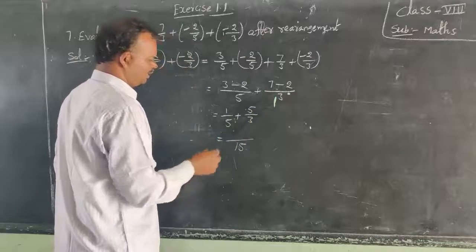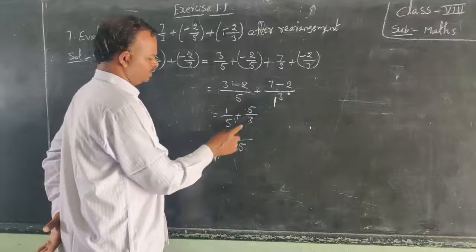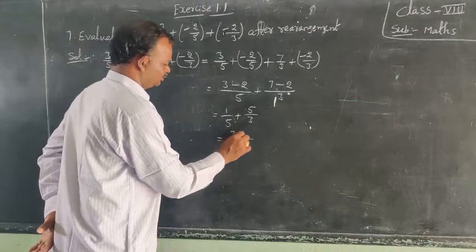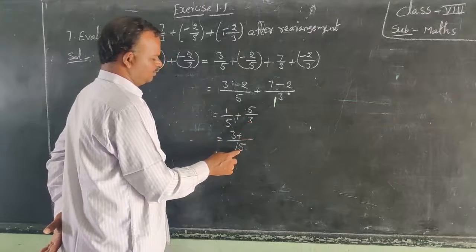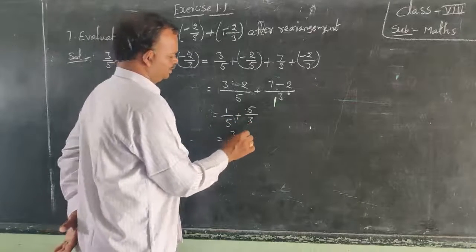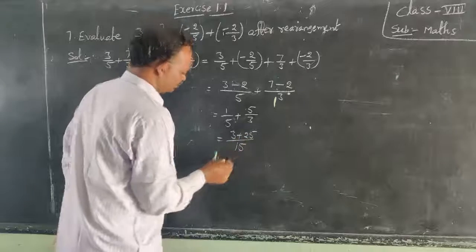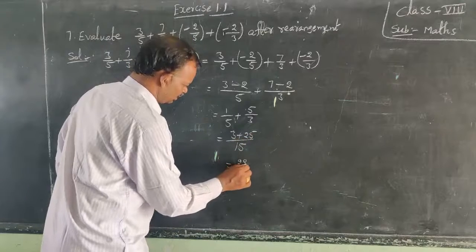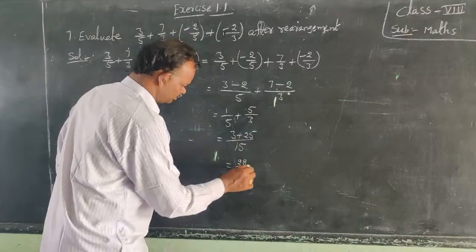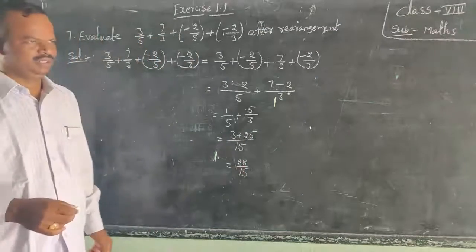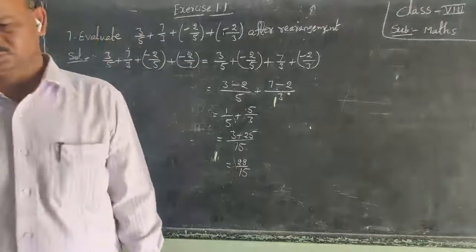5 3s are 15. 5 divides 15 into 3 times. 3 1s are 3. Plus 3 divides 15 5 times. 5 5s are 25. That is equal to 28 by 15.